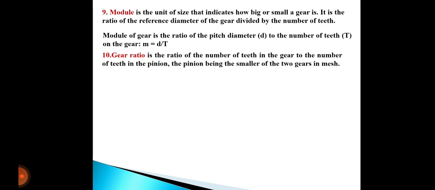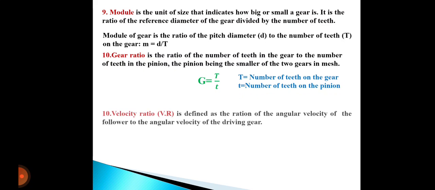Now, the gear ratio. Gear ratio is the ratio of the number of teeth in the gear to the number of teeth in the pinion, the pinion being the smaller of the two gears in mesh. So, gear ratio G equals T by t, where capital T is the number of teeth on the gear and small t is the number of teeth on the pinion.